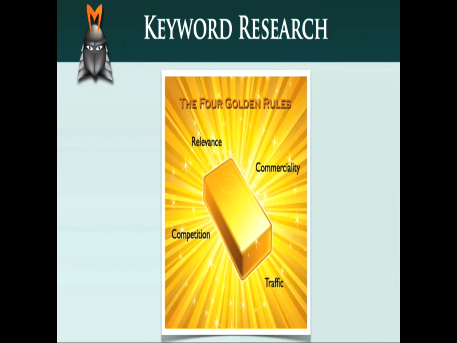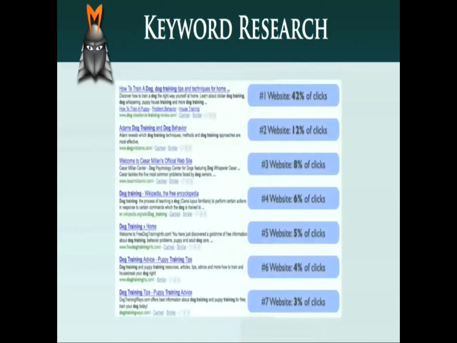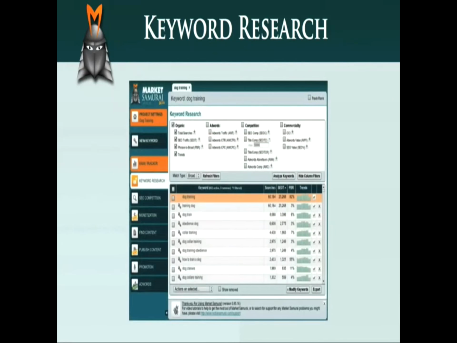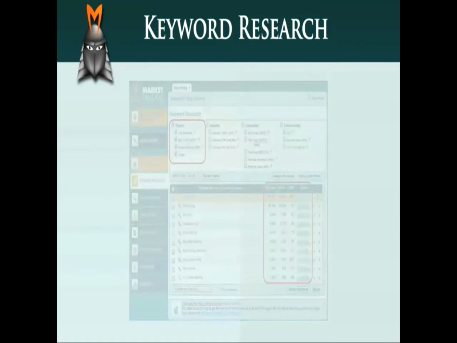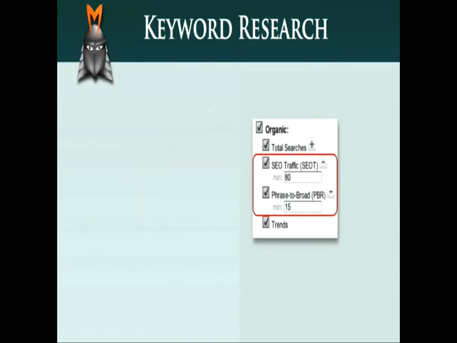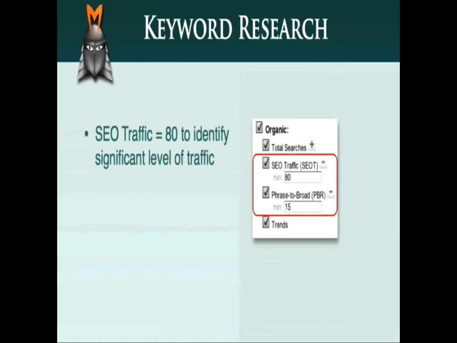So in this video, we took a look at the second golden rule of keyword research, traffic. We clarified the difference between searches and traffic. Then we examined each of the organic traffic analysis tools in Market Samurai. And finally, we saw that by setting an SEO traffic filter of 80 and a PBR filter of 15, we can identify keywords that have the potential to deliver significant traffic to our website.